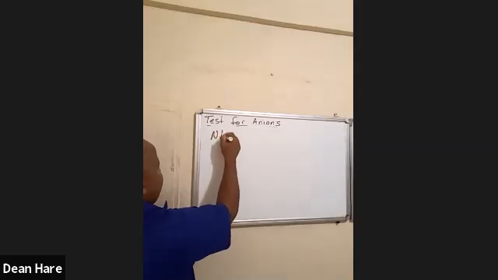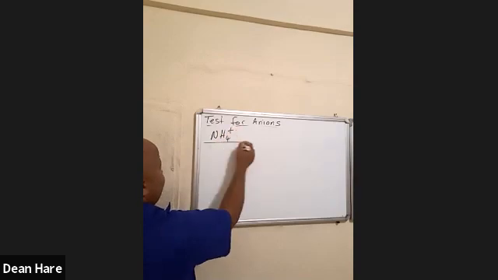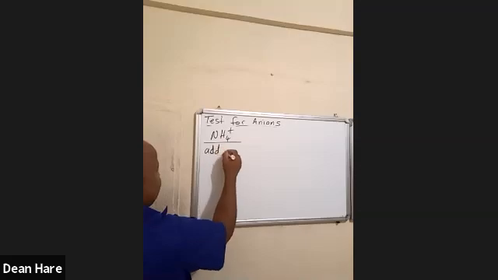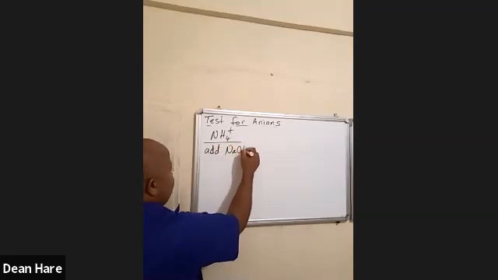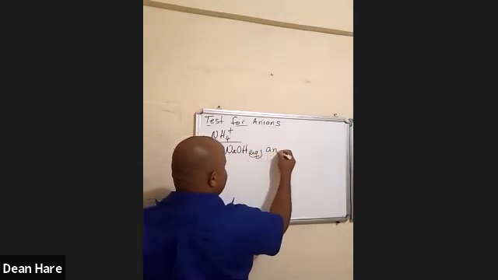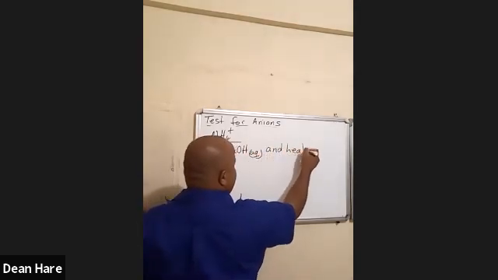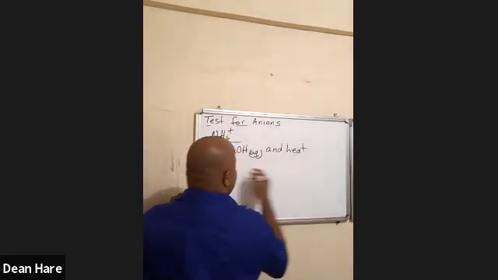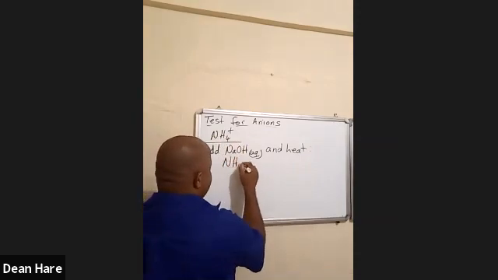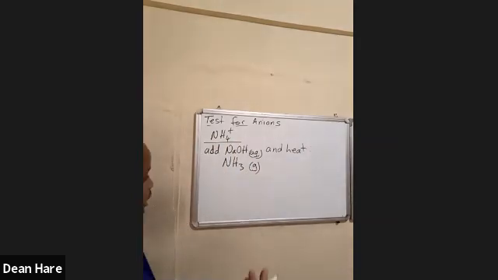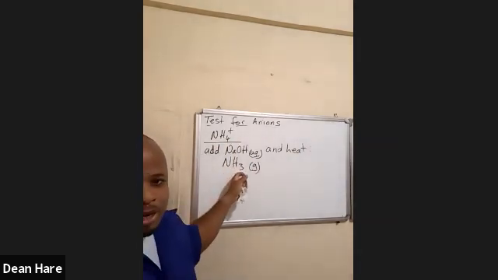All right, so for the ammonium ion, if you want to test it, you just add sodium hydroxide solution and heat. So all you're doing is adding the sodium hydroxide solution and heating it. You will get ammonia gas. So you add this sodium hydroxide and heat it, ammonia gas will be given off.